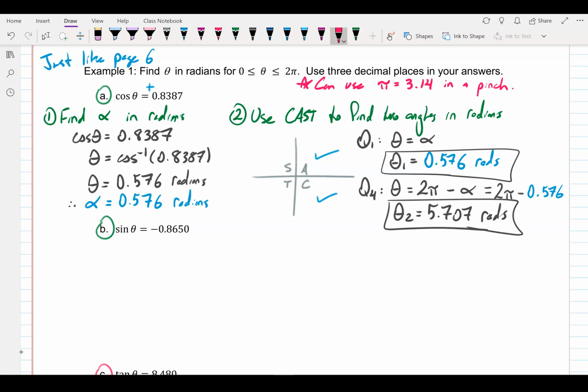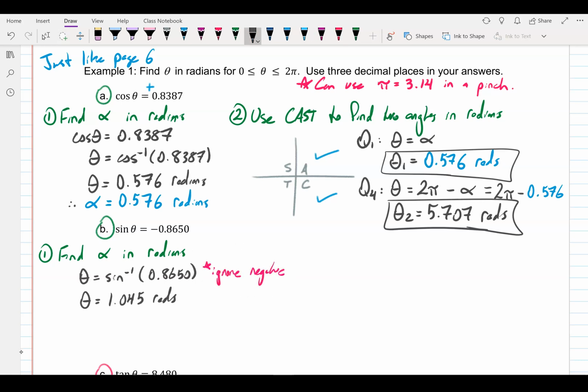So I'm just going to say you can use it in a pinch, but I wouldn't recommend you use it in all cases. Okay, for sine, let's work out one more question where we do sine theta equals a negative. Let's do the same steps as we did on page 6. First step, find reference angle in radians. I'm going to ignore the negative that I see because it makes no difference in terms of finding the reference angle. So there we go. We have our reference angle.